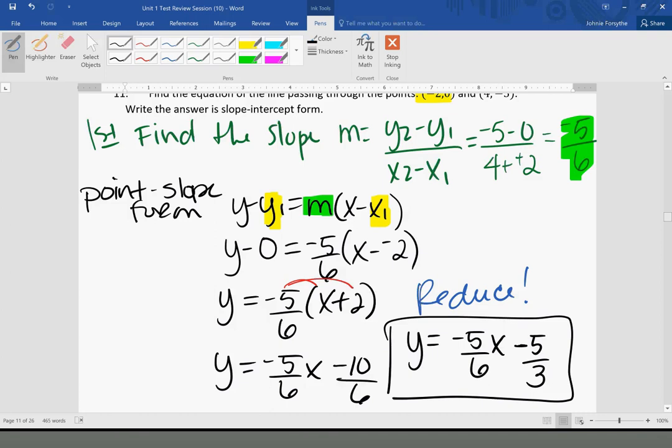So for this one, we had to find the slope. In the last problem, they gave us the slope, so we didn't have to find it. But once we get the slope, then we can use one of the points to write the equation of the line.